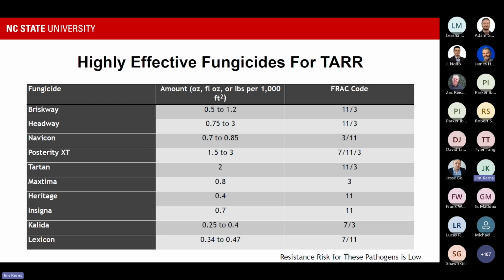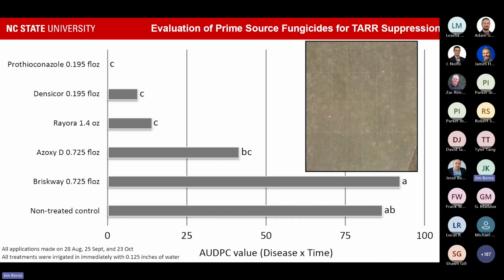Briskway, Headway, Navicon, Tartan, Maxtima, Heritage, Calida, Lexicon, right? Moving forward, we have Densicor, right? Prothioconazole, Rayora, performing very, very well. The key, folks, is like on Briskway here, the 1.2 ounce rate is critical, right? The 0.72, at least in our trial work, has not performed well. The 1.2 performs very, very well.